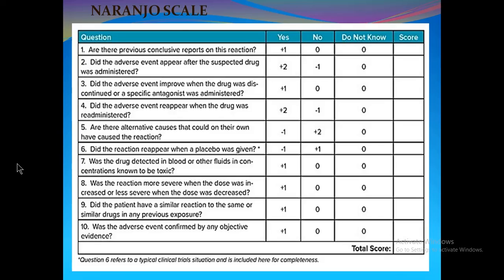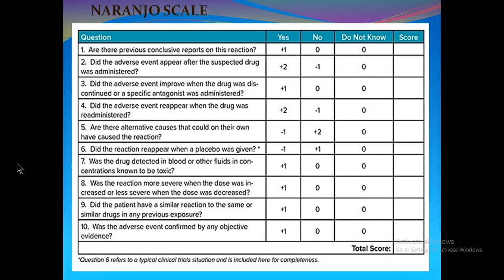Question number 5. Are there alternative causes that could on their own have caused the reaction? If the answer is yes, the score is -1. If the answer is no, the score is plus 2. And if do not know, the score is 0. Sixth question, did the reaction reappear when a placebo was given? If the answer is yes, the score is minus 1. If answer is no, the score is plus 1. If do not know, the score is 0.